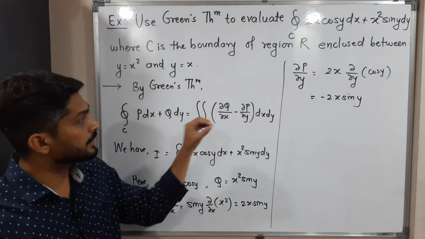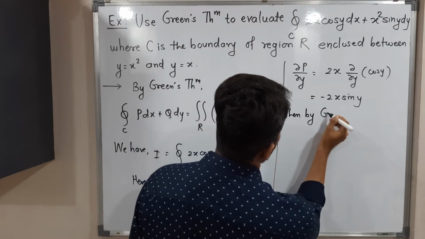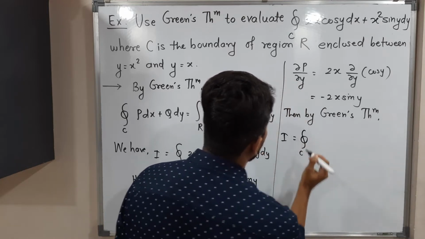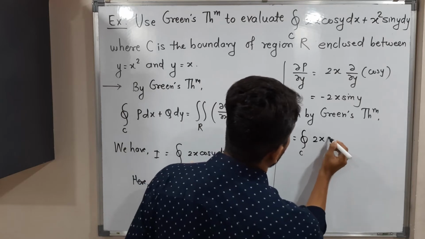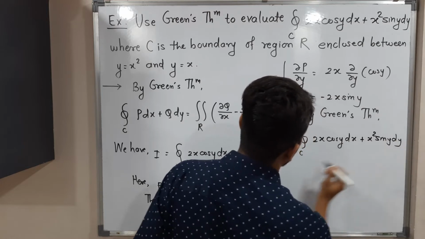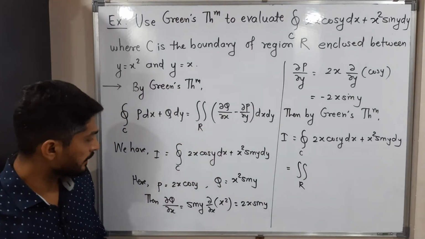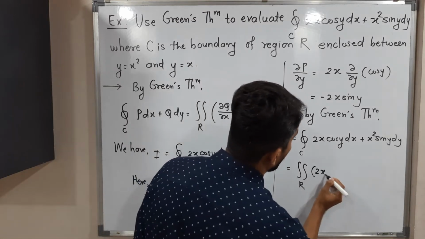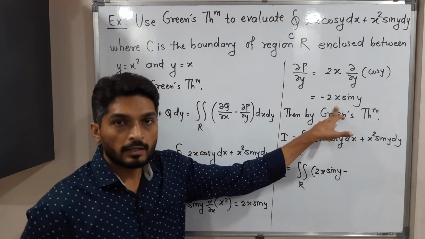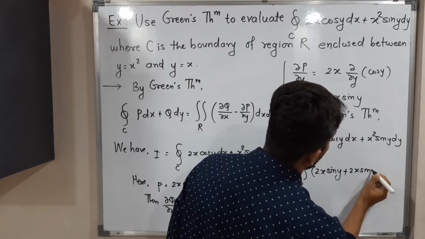Let us put those values here. By Green's theorem, I is equal to, let me write the given integral, 2x cos y dx plus x square sine y dy, is equal to, using Green's theorem, double integration over R of ∂Q/∂x, which is 2x sine y. After that we have a minus sign, and ∂P/∂y is this one, which also has a minus sign. So minus minus is plus, and its term is again 2x sine y dx dy.